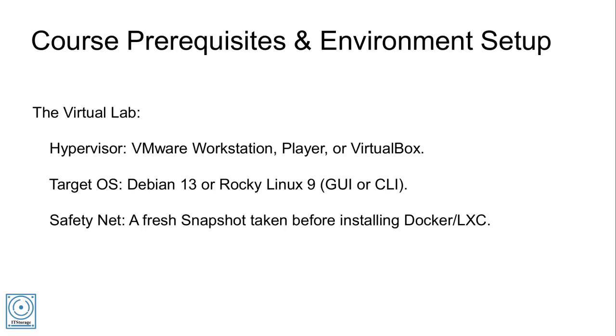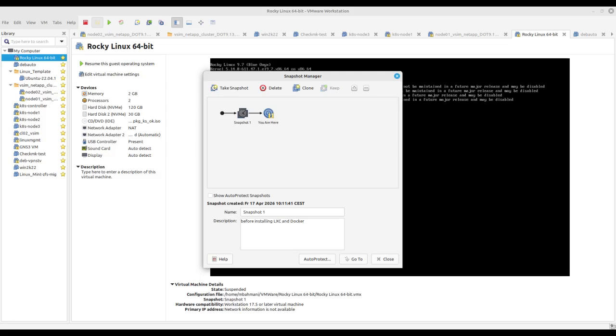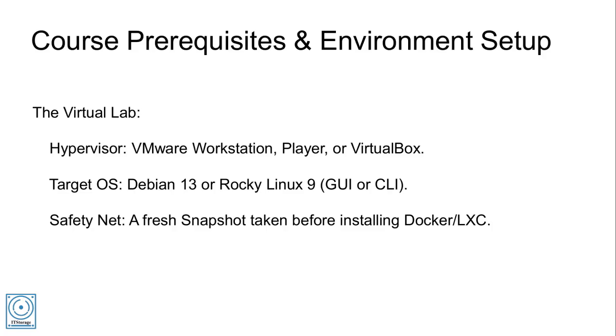The virtual lab. Finally, let's talk about your lab environment. We will be working inside virtual machines using VMware or VirtualBox. Pro tip for the lab. Once you have your Debian or Rocky Linux OS installed and updated, stop. Take a snapshot immediately. Label it clean install. This is your undo button. If we break the network stack or mess up the Docker daemon later, you can revert to this clean state in seconds rather than spending an hour reinstalling the operating system.